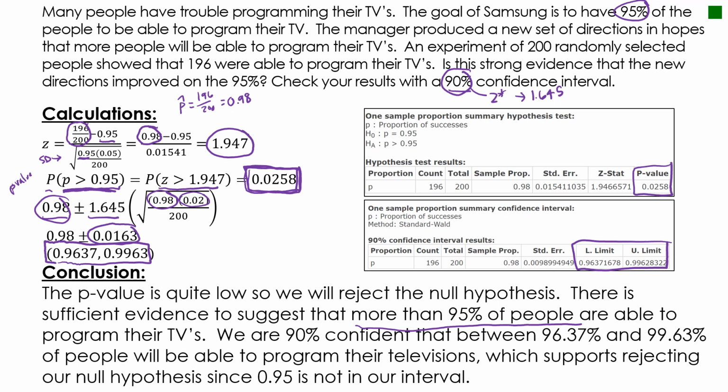We're 90% confident that between 96.37 and 99.63% of people will be able to program their televisions, and notice that my hypothesized value of 95 is out here, and so therefore that supports rejecting our null since 95 is not in our interval.